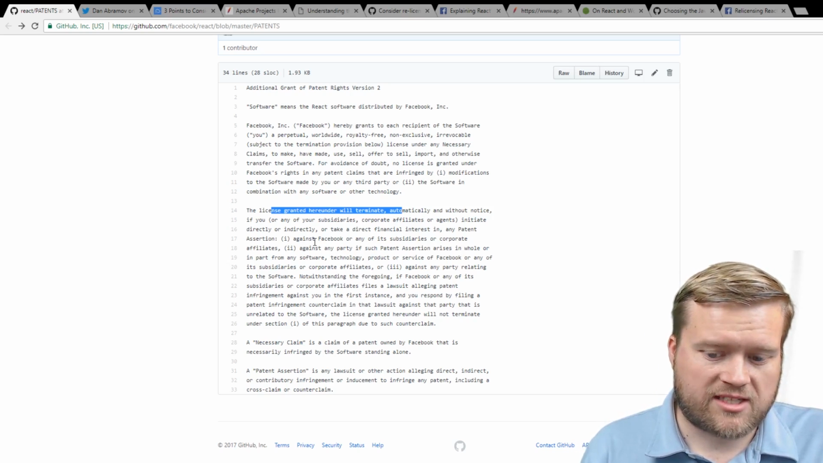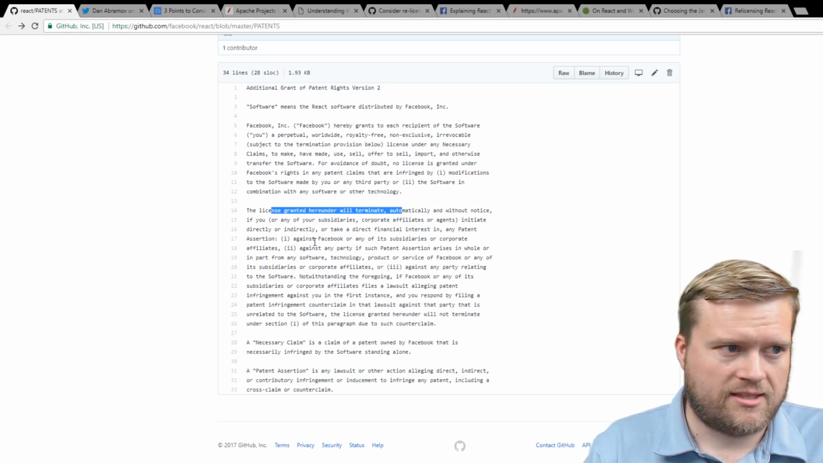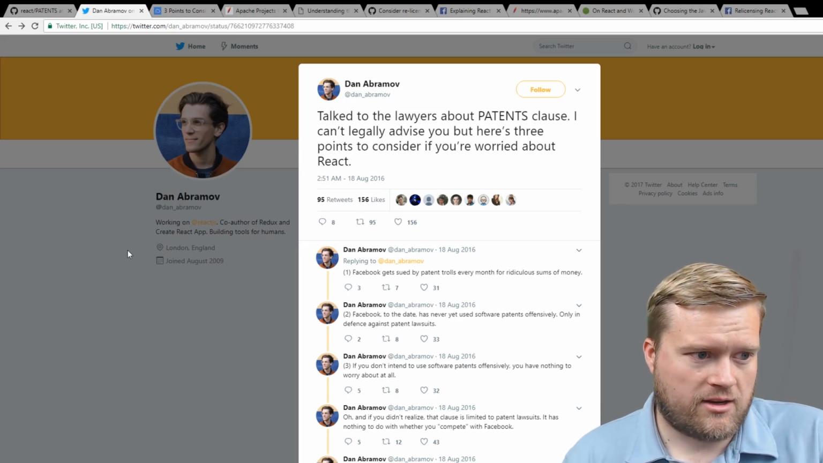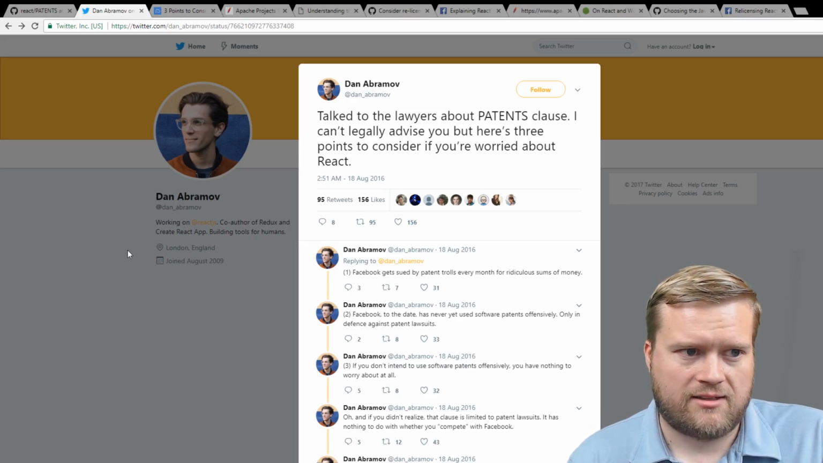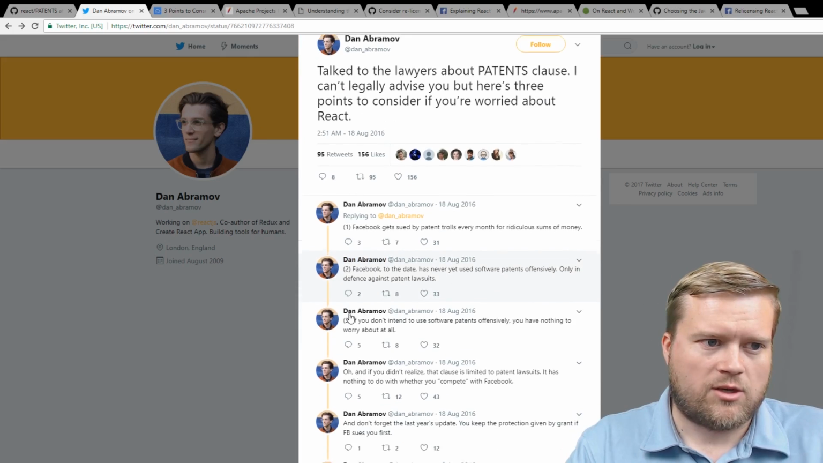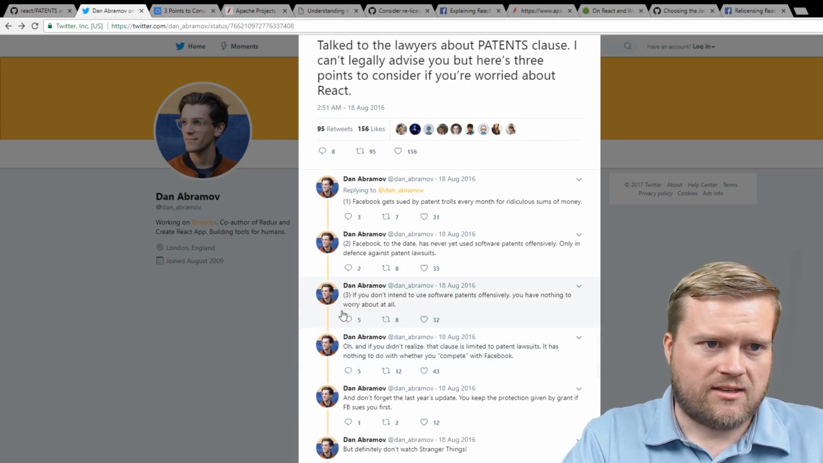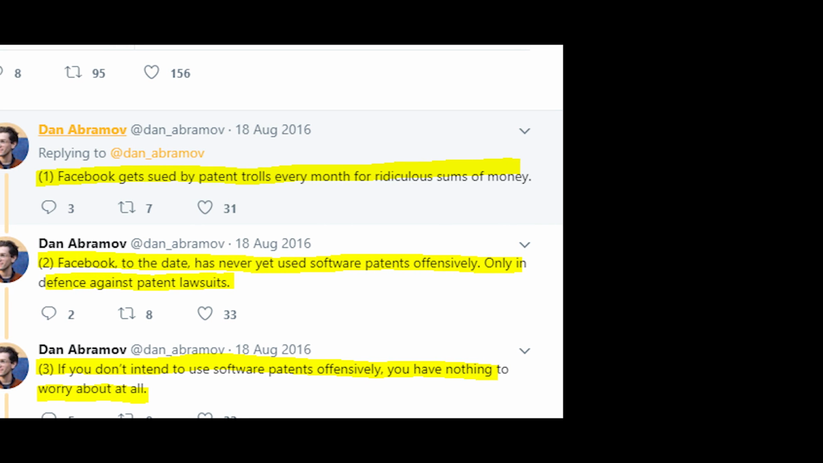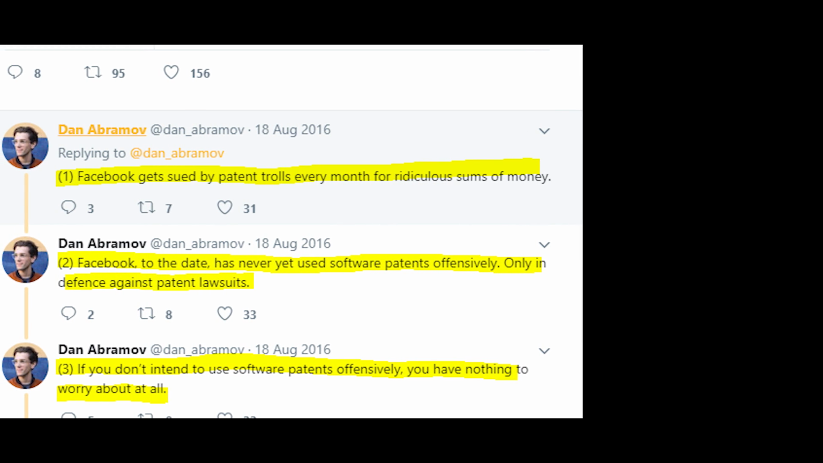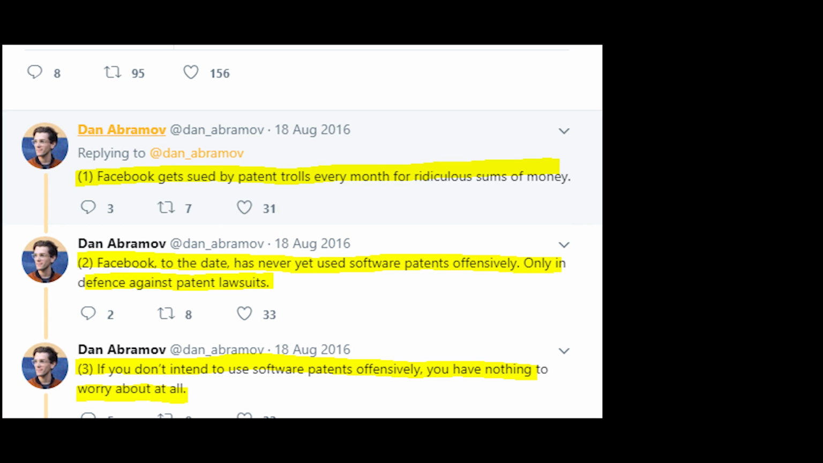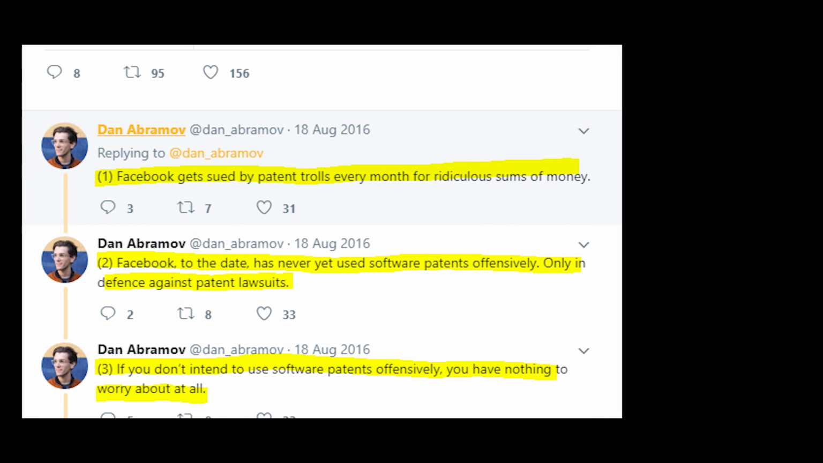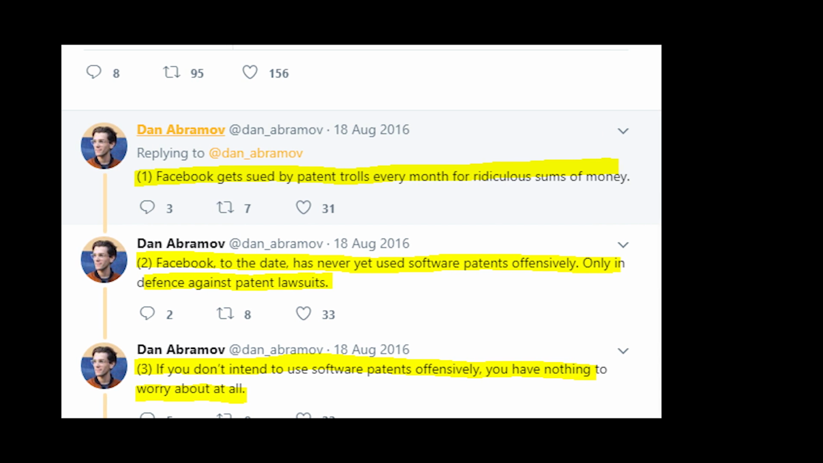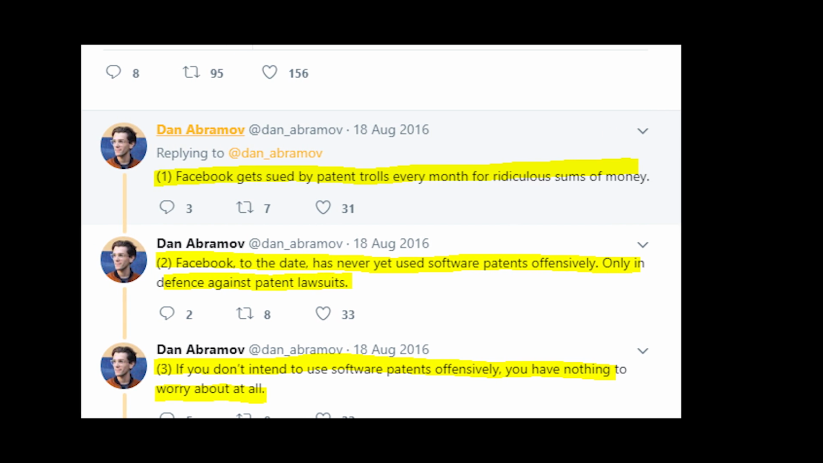So there was a lot of discussion in the community about what this meant. Dan Abramov, who is the creator of Redux and Create React App and works at Facebook, of course, gave three points to consider if you're worried about React. What he said is that Facebook gets sued by patent trolls every month for a ridiculous sum of money. Facebook to date has never yet used software patents offensively, only in defense against patent lawsuits. And if you don't intend to use software patents offensively, you have nothing to worry about.